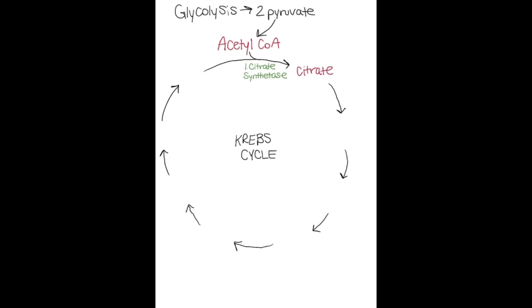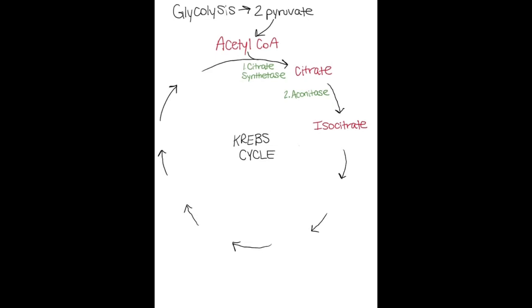The second step is the conversion of citrate to isocitrate by the enzyme aconitase. This is a dehydration-rehydration reaction in which water is a product when converting citrate to cis-aconitate, and water is a reactant in converting cis-aconitate into isocitrate.